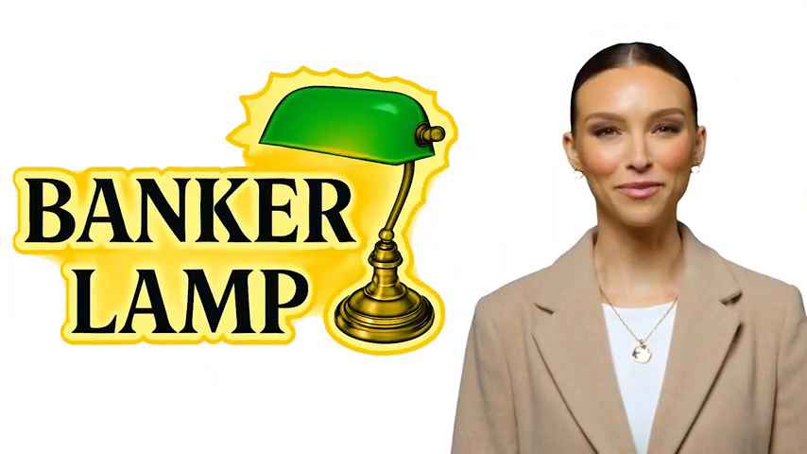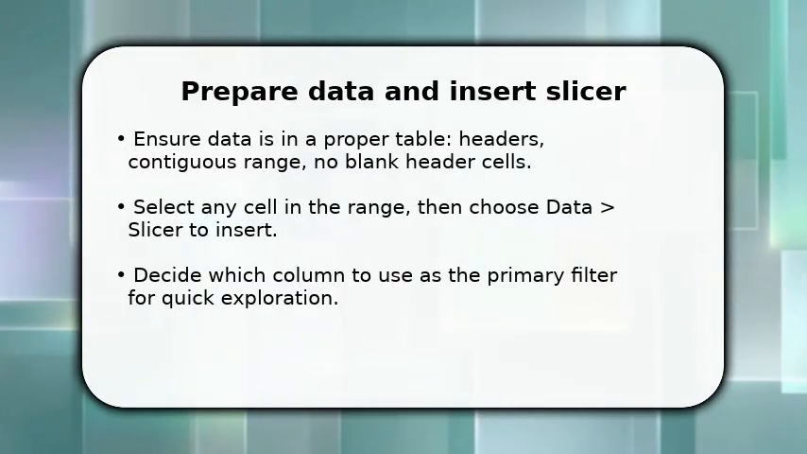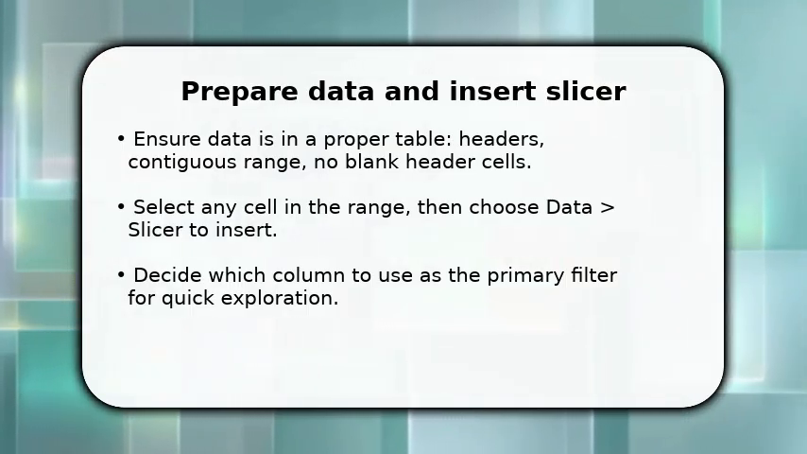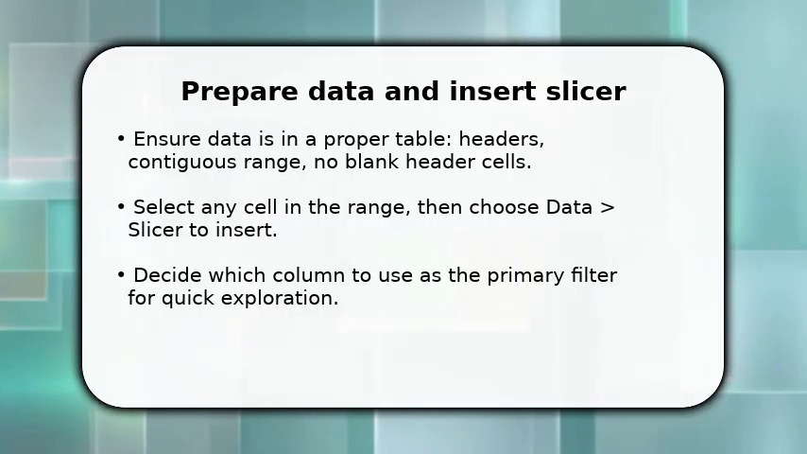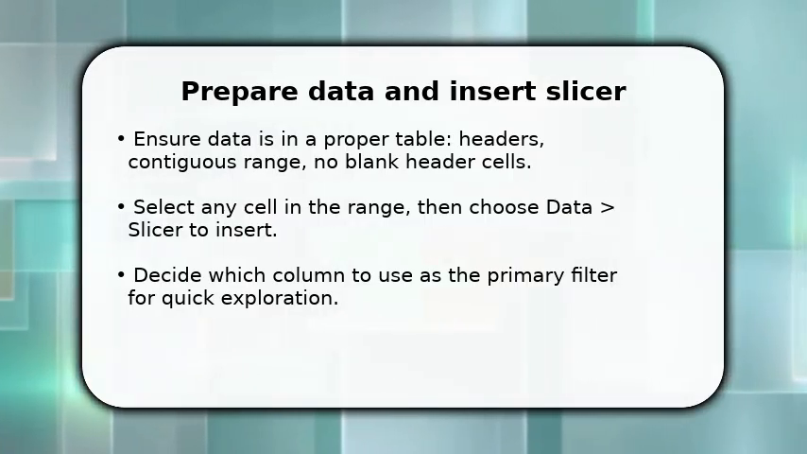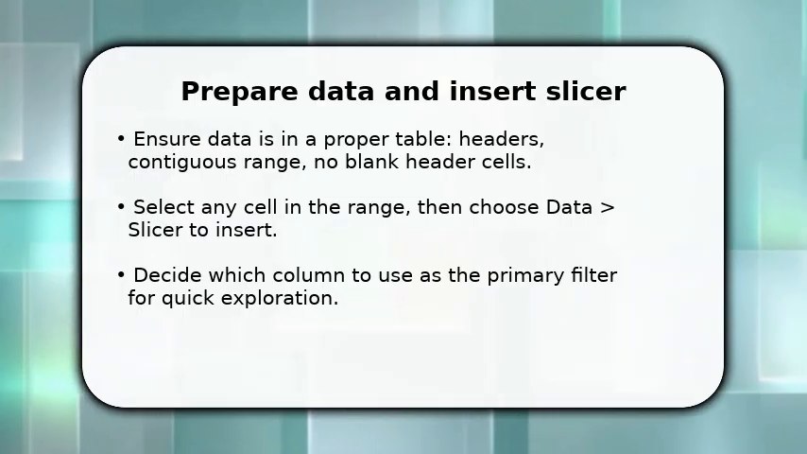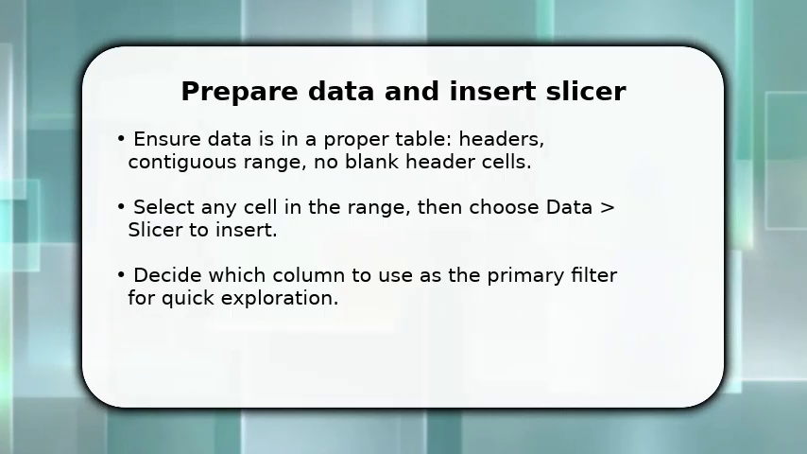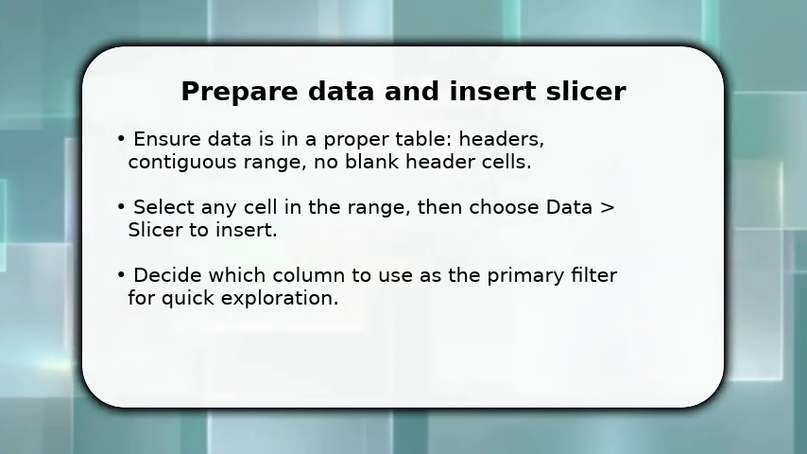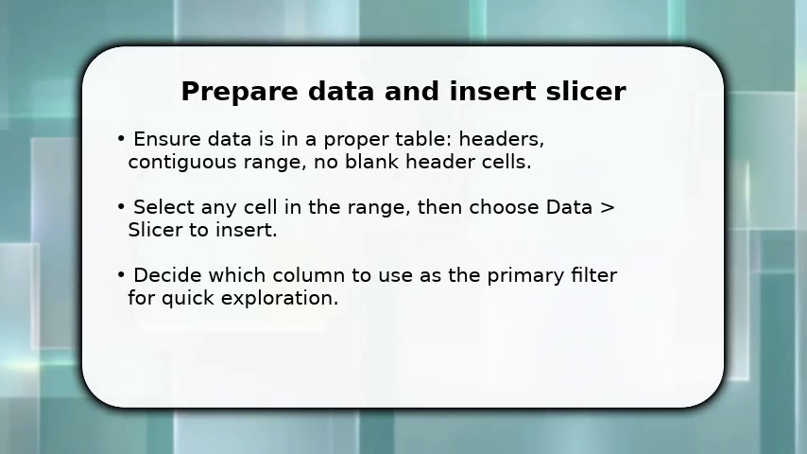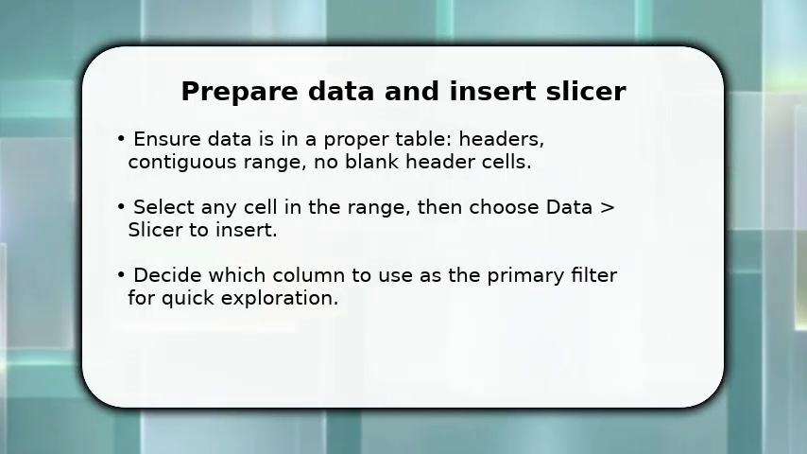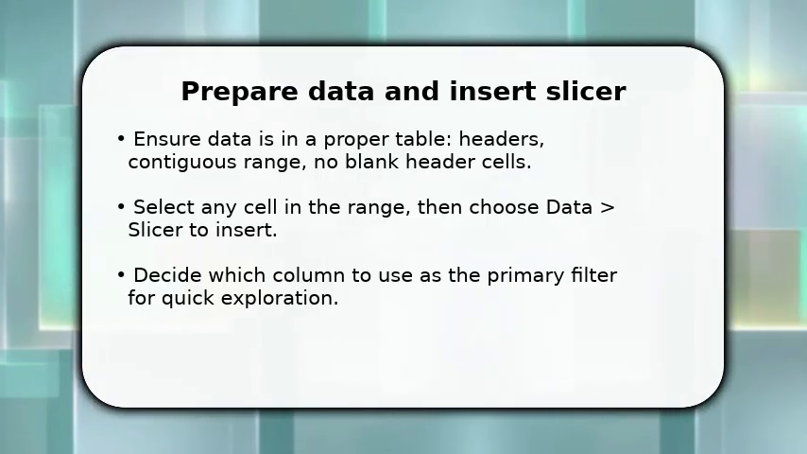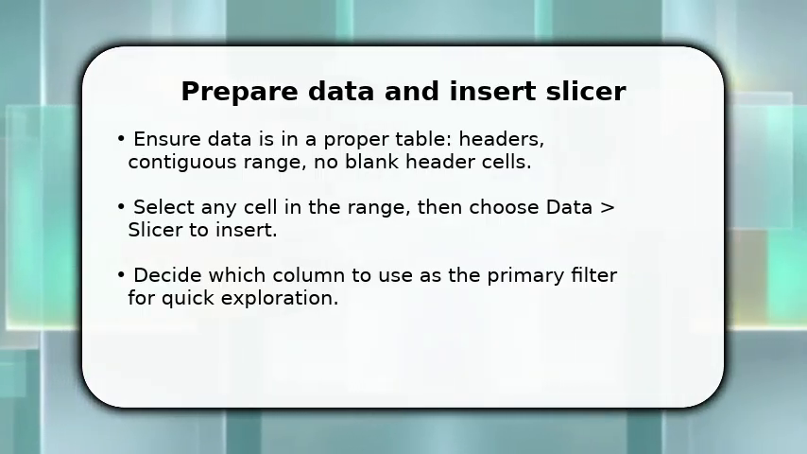Please enjoy the video. You start with a clean range because slicers depend on clear headers, otherwise filters misbehave. Select a cell inside your table, then open Data and pick Slicer to immediately insert the control. Once the slicer appears, choose the column you want to filter by. This determines what values show in the widget. Do this now so you can interactively test choices. Making this initial selection speeds the rest of the setup and prevents misapplied filters later.